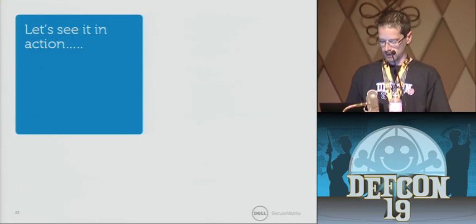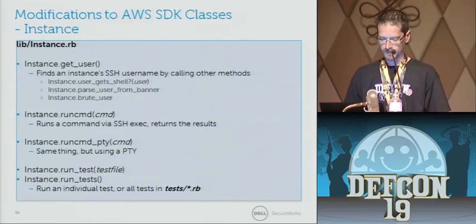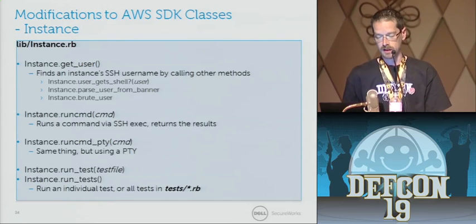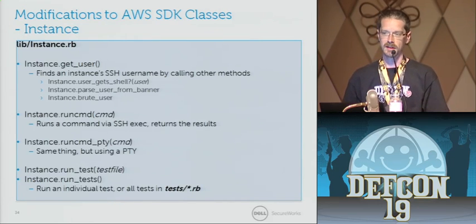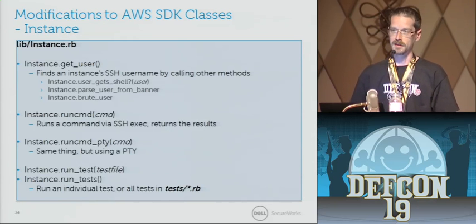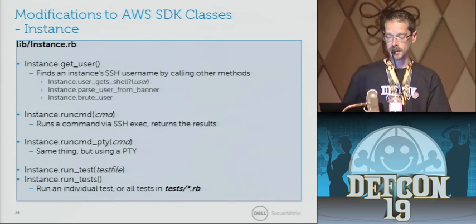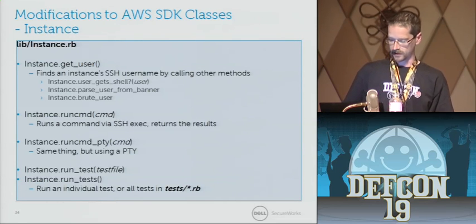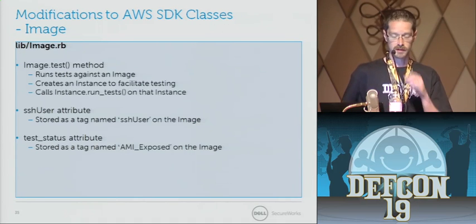Okay, so while that's running, let me talk about some of the things I did to expand the Amazon Web Service SDK. I basically just opened their classes and defined some additional methods to give me the functionality I needed to do this that they didn't provide through the SDK. So we modified the instance class, added some methods to interact with instances, run a command over SSH either via SSH exec or PTY. And then it's got a run test method that basically loads a test module and runs it against that instance. I'm going to go through these kind of fast. The slides are a little bit wordy, but that's mostly meant as a reference.